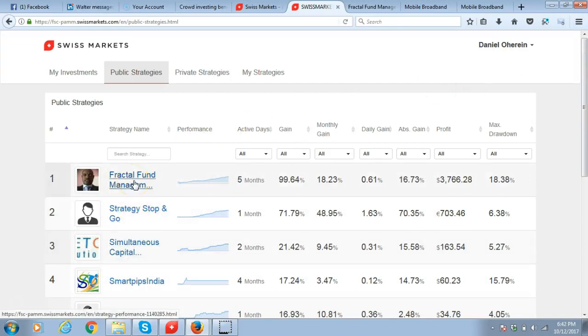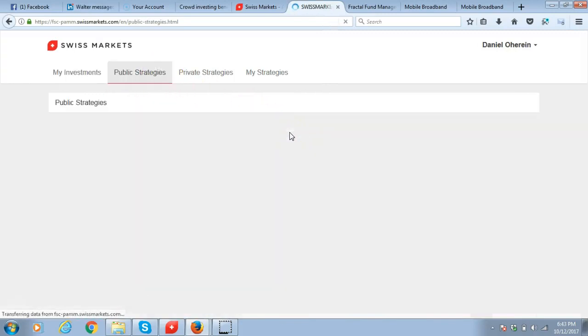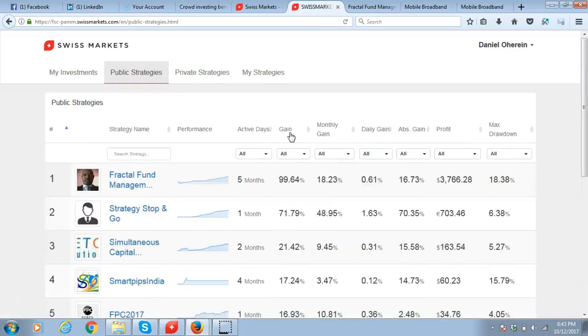You can't control that. Once your clients have access to their dashboards, they will see all the people on the public strategy. They have access to the public strategies, so they also have access to the fractal fund management. So what is the point? Let's merge all of them together and put pressure on Swiss market to put a proper system in place like I described. The bigger is our crowd, the better for us to have our own platform.